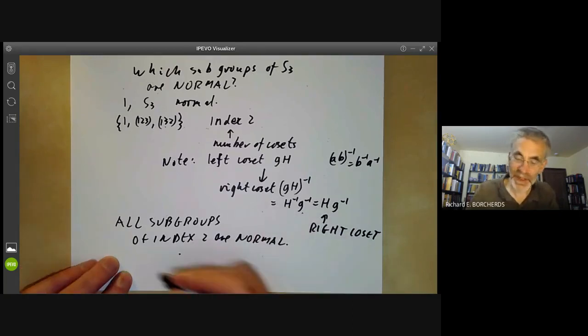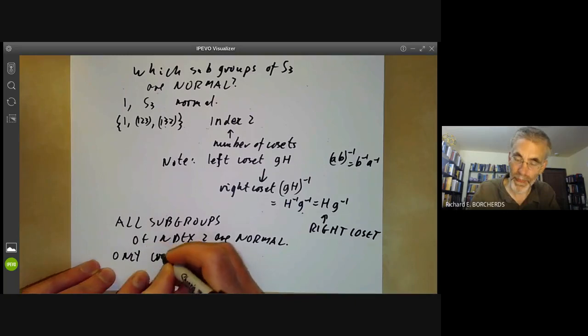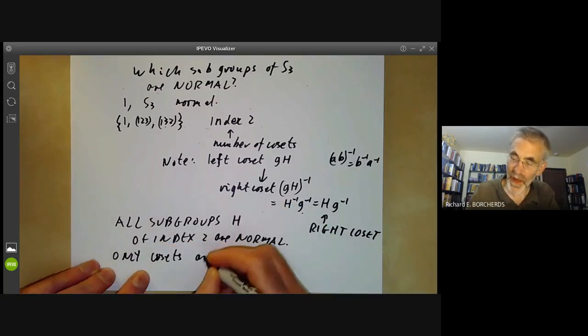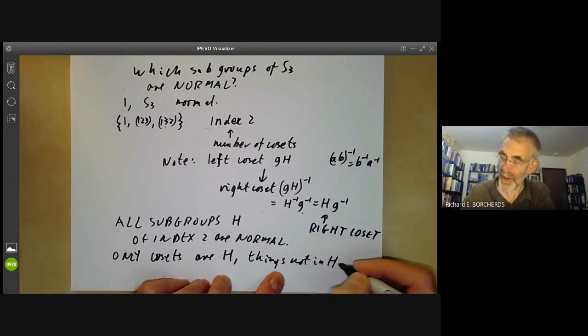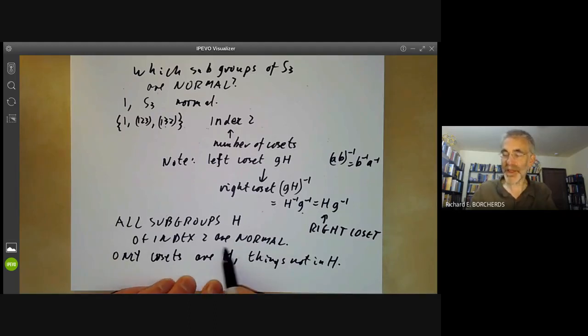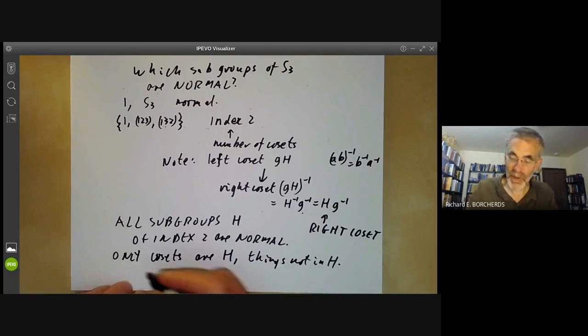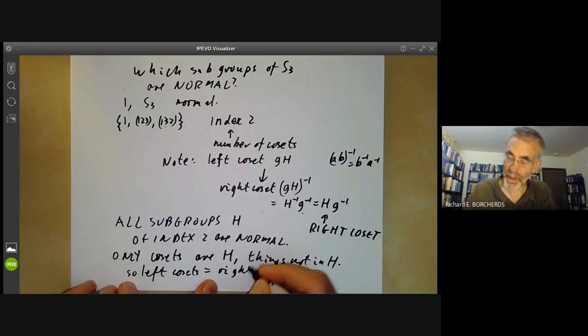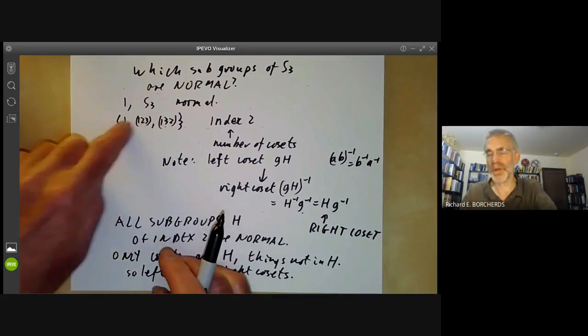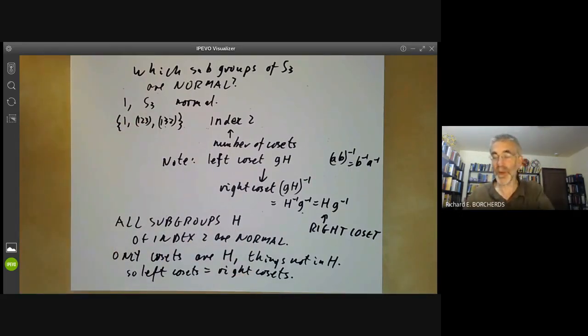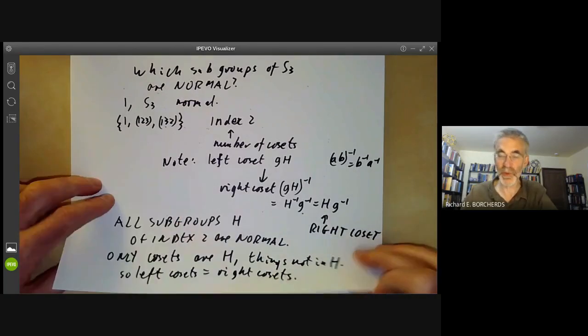And this is easy to see because the only cosets, if the subgroup is H, are H and things not in H. Because it has index 2, one left coset is H, the other left coset must be everything not in H. And that's exactly the same as the right coset. So left cosets are the same as right cosets. So any subgroup of index 2 must be normal, in particular this one. Of course, we could just check directly, but it will be useful to know that subgroups of index 2 are always normal.